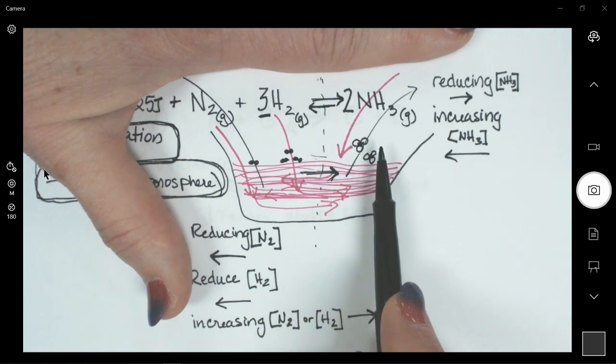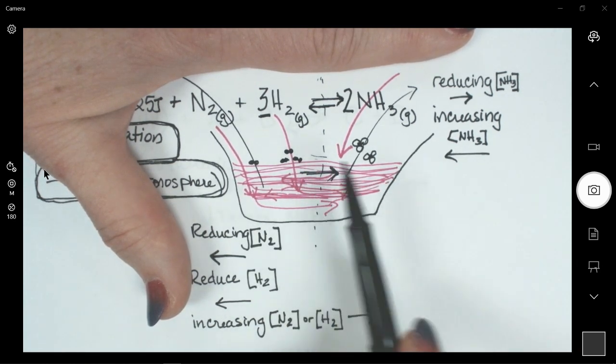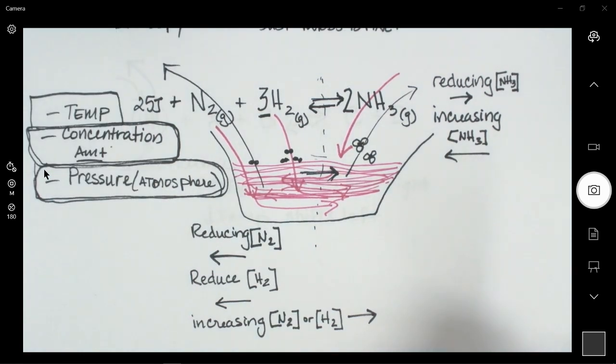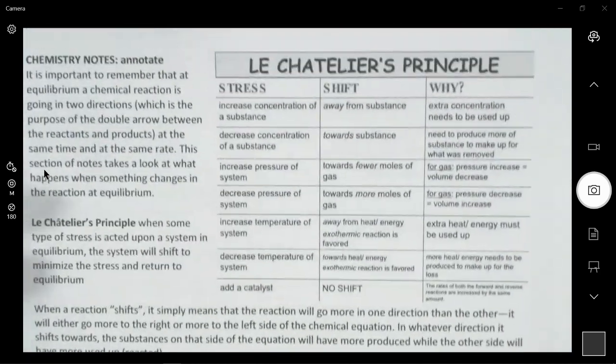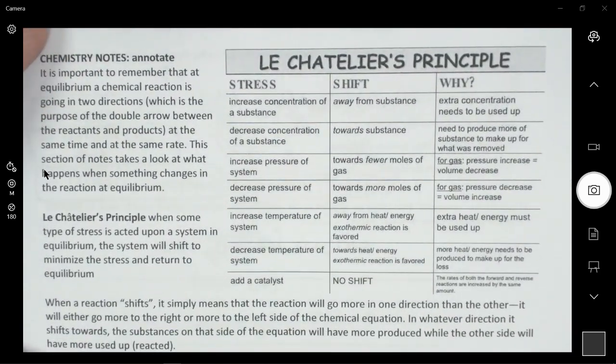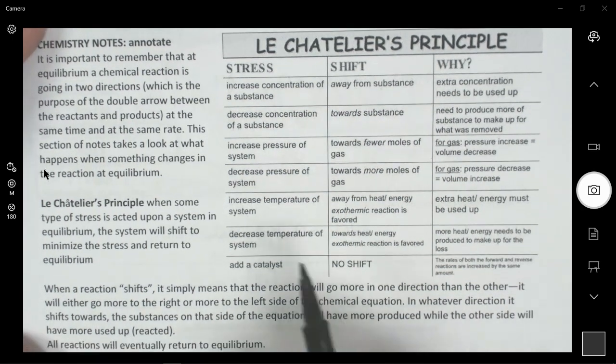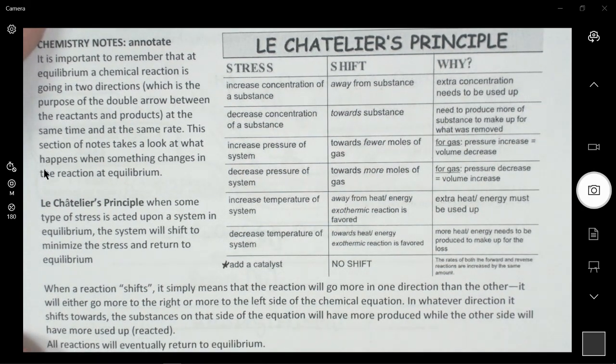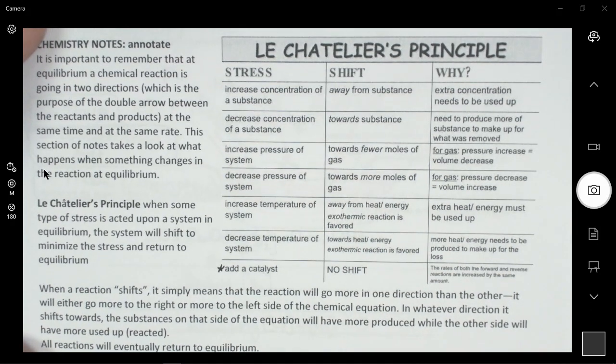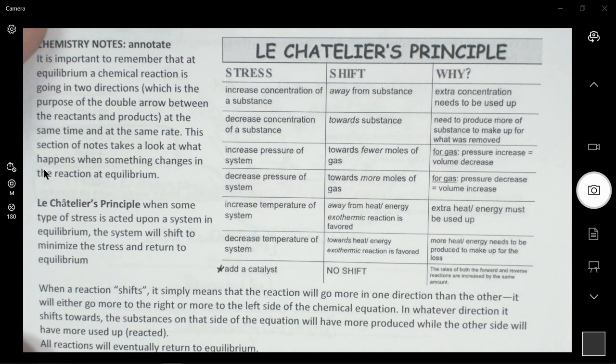Now, this only counts with gas, because they're the ones popping around left and right. So you picked up a worksheet. This table sums it all up. Look down here. I don't know if it's so much a stress to a system at equilibrium, but adding a catalyst doesn't change the equilibrium. So adding a catalyst will not change a system at equilibrium.